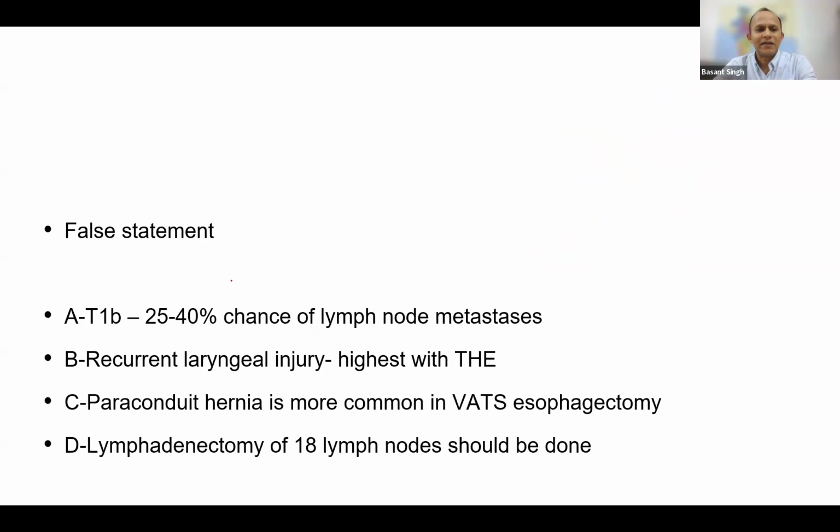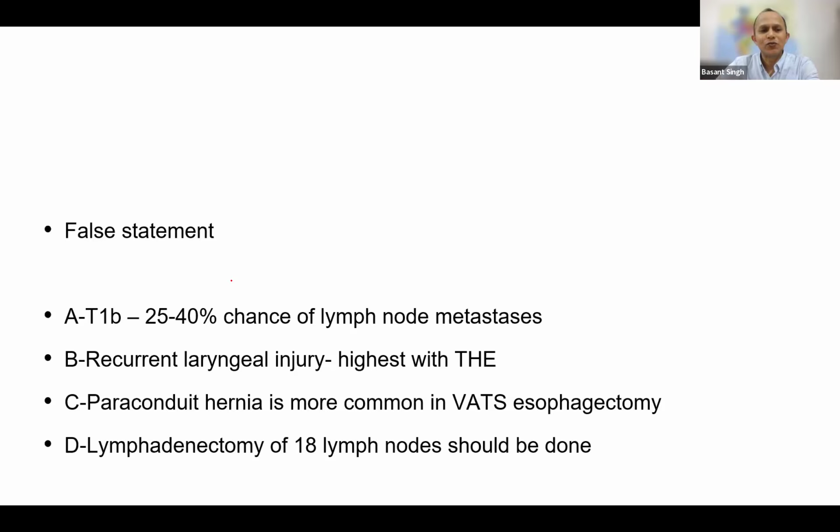What is the false statement here? T1B, risk of lymph node metastasis. This was again a repeat question. They have asked about the percentage of patients who have lymph node metastasis. Recurrent laryngeal nerve injury, highest with transhiatal esophagectomy. Paraconduit hernia, more common in VAT esophagectomy. So these are new things that have come up. It's not there in the previous book.